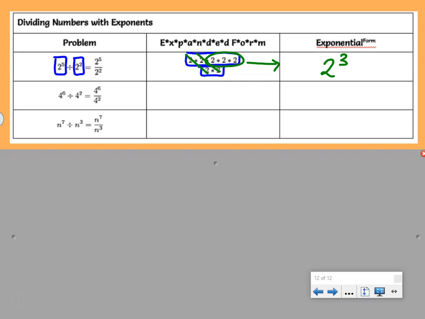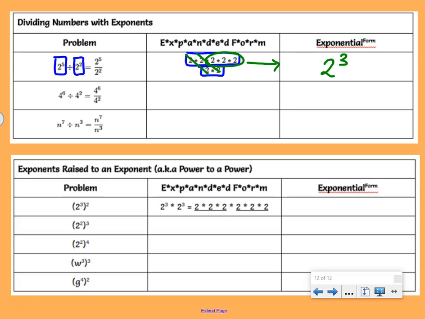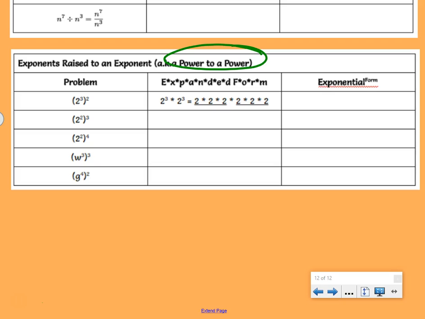And then for our last section, we have exponents raised to an exponent. We call this power to a power. Okay? So the problem is 2 to the 3rd power raised to the second power. So this is really 2 to the third power times itself, 2 to the third power, which you see right here, okay? Which means we have 2 to the third power, so 3 2's, being multiplied by 2 to the third power, so 3 more 2's. Exponential form, this would be 2 to the 6th power because we have 1, 2, 3, 4, 5, 6 2's.